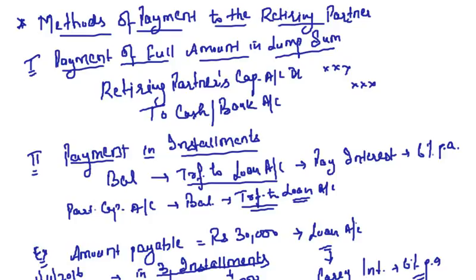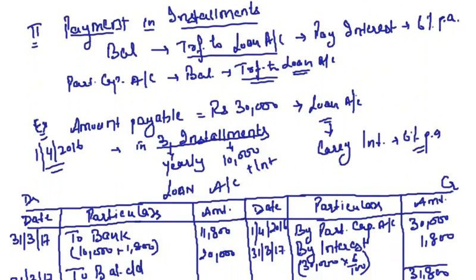Clear? The second alternative is the continuing partners decide that they will make the payment to the retiring partner in installments. For that, on the date of retirement, they will transfer the balance in partner's capital account to the loan account of the retiring partner. They will consider that amount as loan to the firm, and they decide that they will pay this loan in installments and they will pay interest on that.